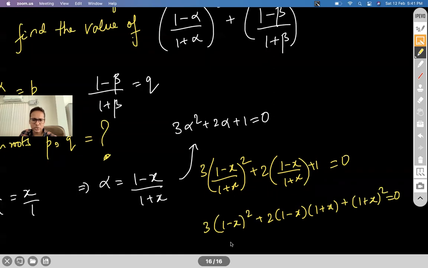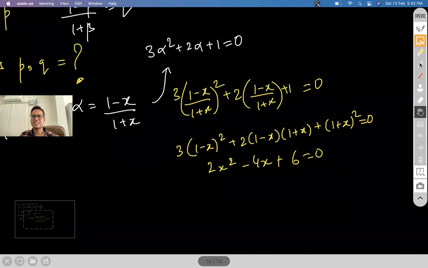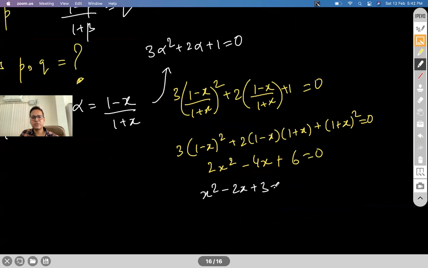Correct? Collect your x square terms together. So if I'm not mistaken, this will give you plus 3x square minus 2x square plus x square. That's nothing but 2x square. Okay. Collect your x terms together. This will give you minus 6x. Correct? Minus 6x and plus 2x. So that's minus 4x. Okay. And let's collect your constants together. This will be 3 plus 2, 5, 5 plus 1, 6. Right? In other words, x square minus 2x plus 3 equal to 0 will have roots P and Q.